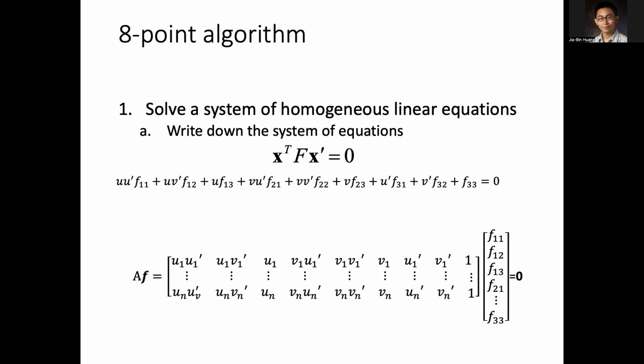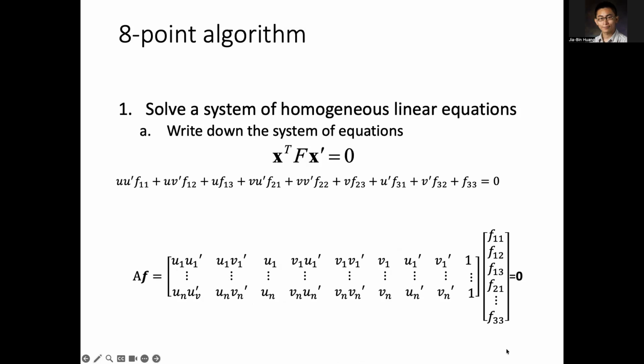But here, you don't know what F is. You don't know what F is. So you want to estimate what F is. So what you do is expand the equation, and then pull the unknown into a column vector, and the known part as a row vector. So you get something like this.